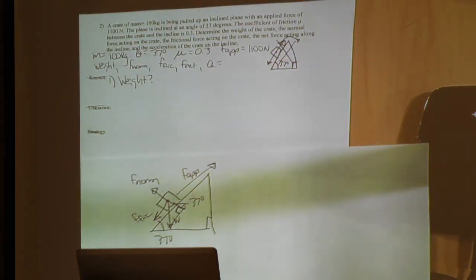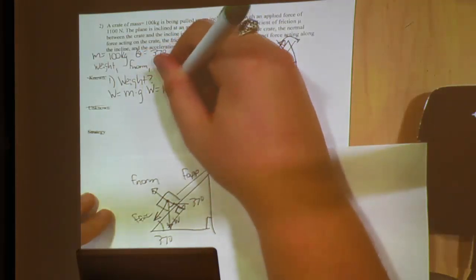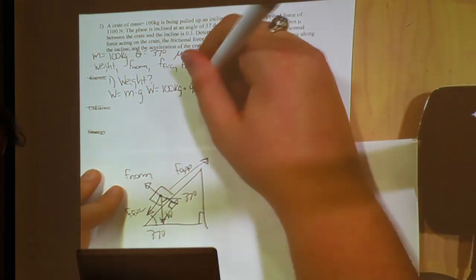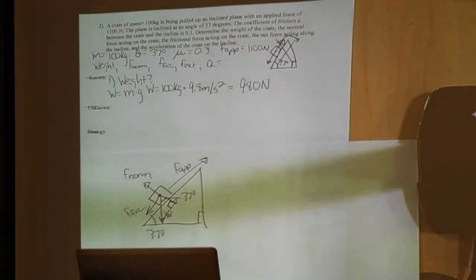So let's go ahead and do the weight. You guys said that the weight is equal to mass times gravity, which is correct. So weight is equal to our mass, which was 100 kilograms, times the gravity, which she uses 10 meters per second squared, but I normally use 9.8 meters per second squared, so I'm going to go ahead and use that. And we're going to get that weight is equal to 980 newtons. Okay? So that's the easy part.